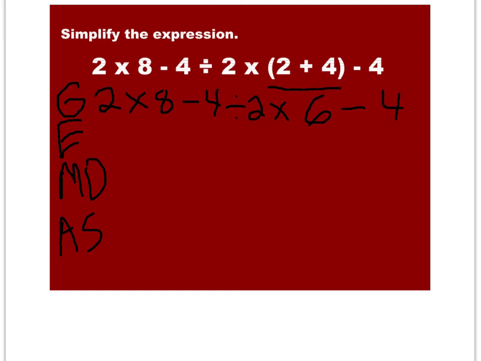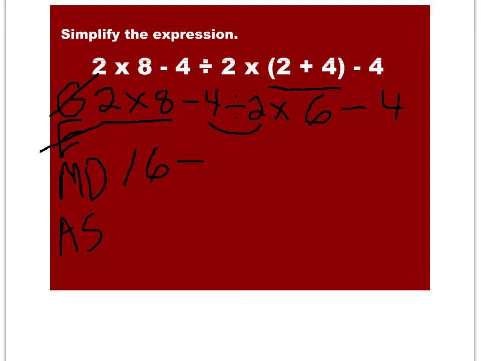Then I look and I see the parentheses and grouping symbols are gone, so I'm going to cross that off, and then I look for exponents next. There are no exponents, and we're not going to do exponents until tomorrow, so we can cross that off. Now we have multiply or divide, and remember we look left to right, so I see 2 times 8. 2 times 8 is 16. And then what I can do is I bring down the minus, and then I have 4 divided by 2.